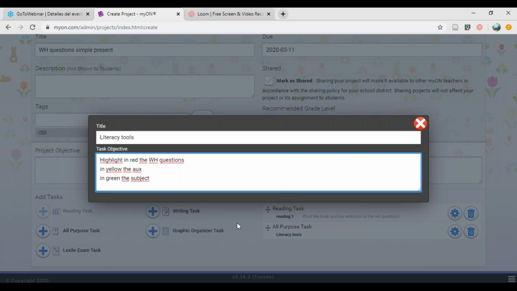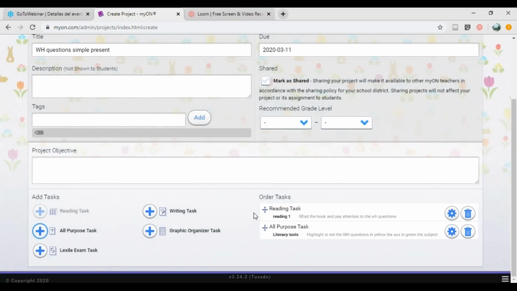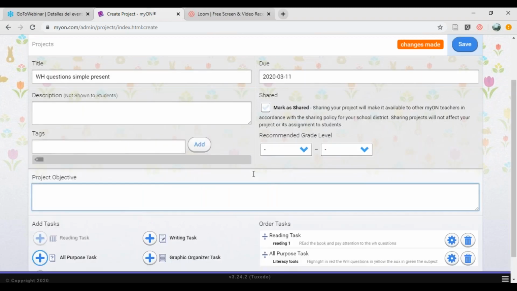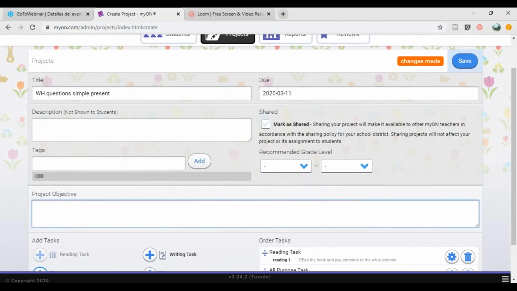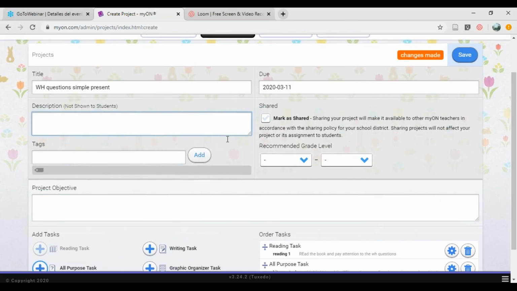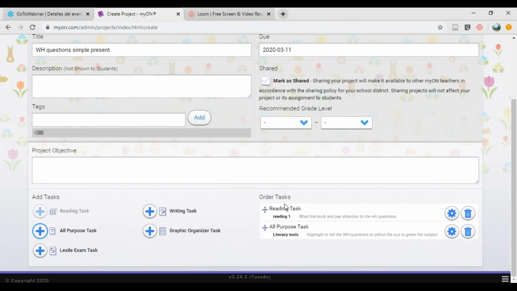Remember that with Myon, you have the possibility to see what they are doing with the book. You can read as a student, you can read a copy of what that student is doing with the book, and you will be able to see if they actually highlighted what you wanted them to do. So it is an amazing tool to help you monitor and follow up your students' advance. Okay, so now that's all I want to do with this.